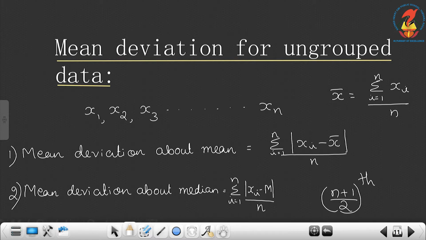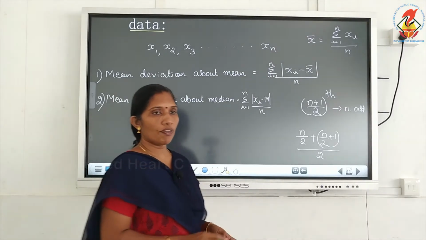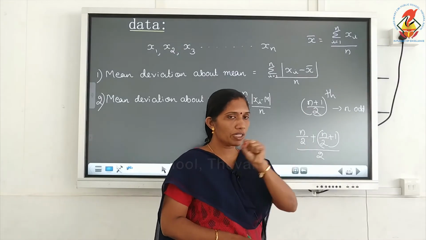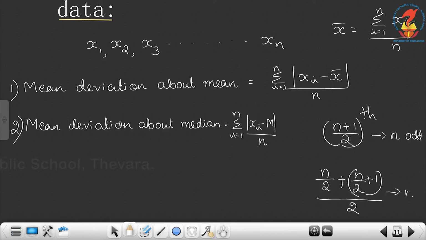What about even? If n is even, you have to find the n by 2 and (n by 2 plus 1)th observations. Then you take their mean, which means average. Suppose n is 10, then 10 by 2, that is the 5th observation, and 5 plus 1, the 6th observation. Take the 5th and 6th observations and take the average of those. That will give the median.